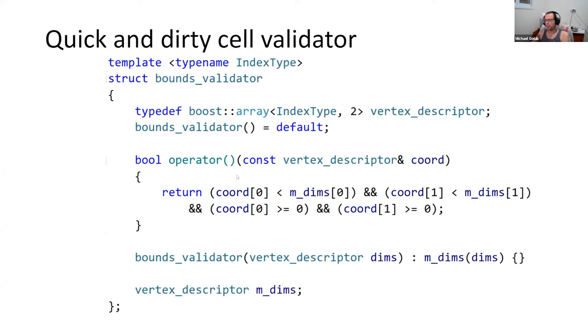So a possible way to do it is to extract the bounds validator to a callable, where the call operator performs the validation that vertex coordinates are valid. You could use this as a default, for example, for a square board. And you could use different logic if some points are unreachable: write a struct like this, which takes a list of unreachable points. If you need, for example, a hexagonal board, this check will be slightly different.